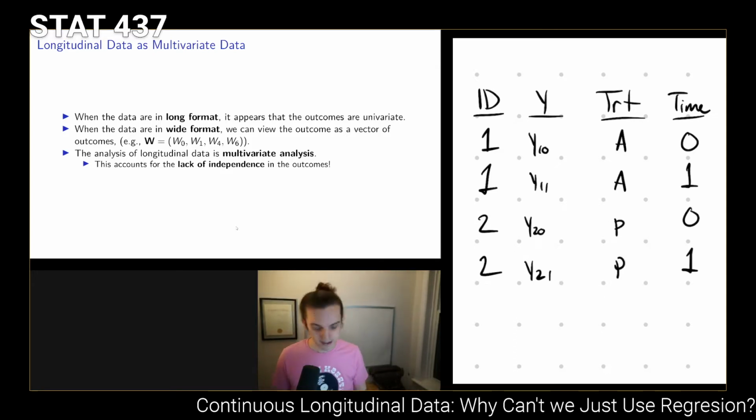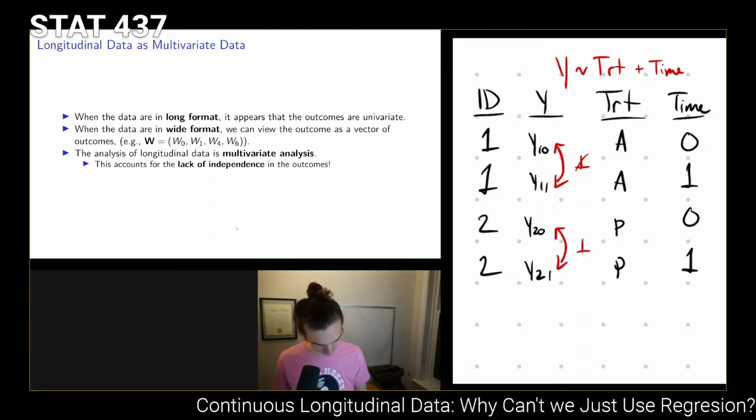And again, this is data that looks like we could do a linear regression of Y based on treatment and time. And the problem is that Y10 and Y11 and Y20 and Y21 are not independent, right? So these are not independent.